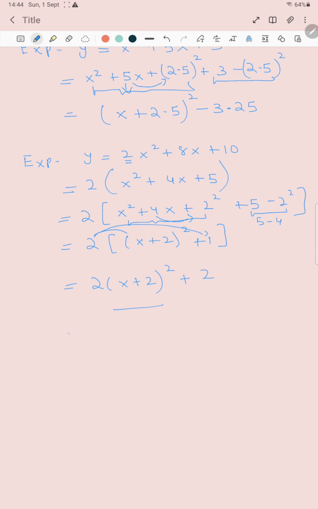One more thing I want to tell you about the curve. For example, if the coefficient of x square is positive, a is positive, the curve will be like this. And if a is negative, the curve will be like this. You can remember this with the happy face and the sad face.